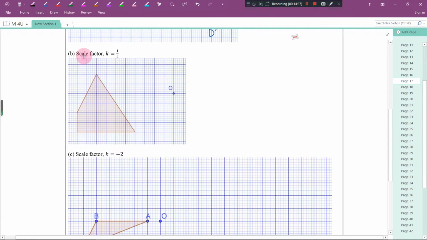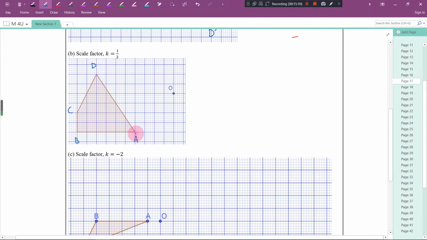Okay, now let's go to part B. You look at the scale factors given here. 1 over 2, positive 1 over 2, right? So we know that the object and the image are on the same side. But because this is 1 over 2, the image that we will get later will become smaller. Okay, so let me label all the vertices here first. A, B, C, D. You don't have to label it if you don't want.